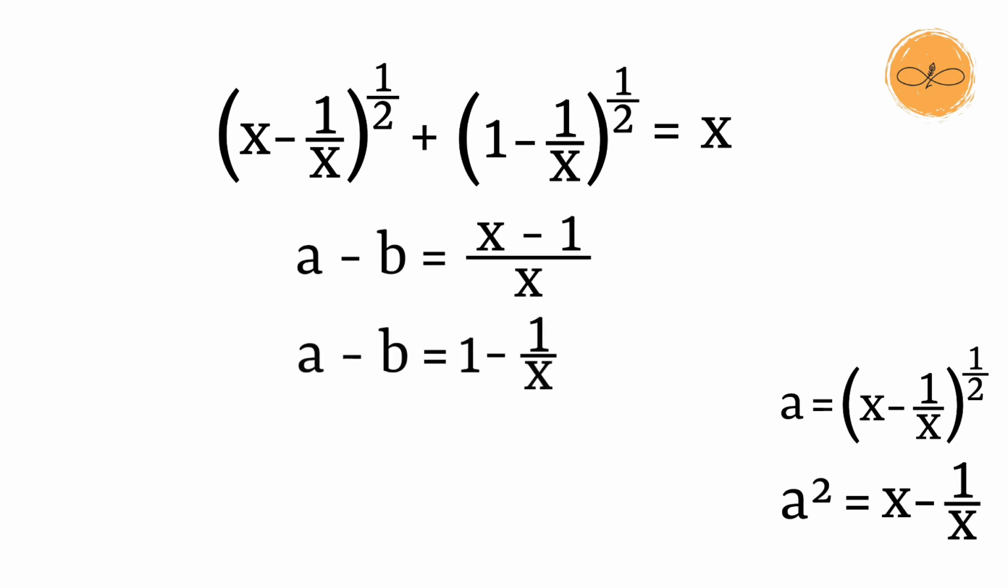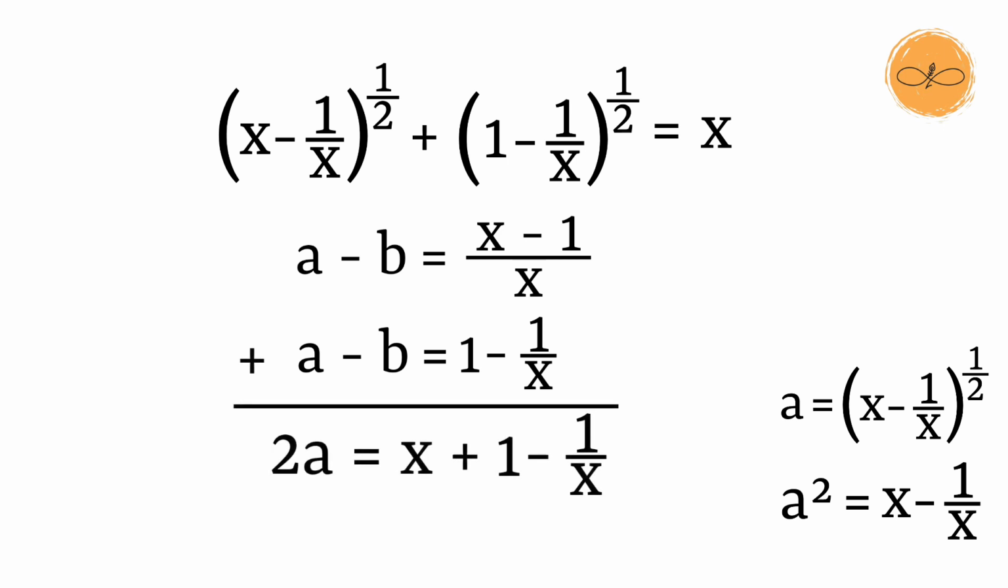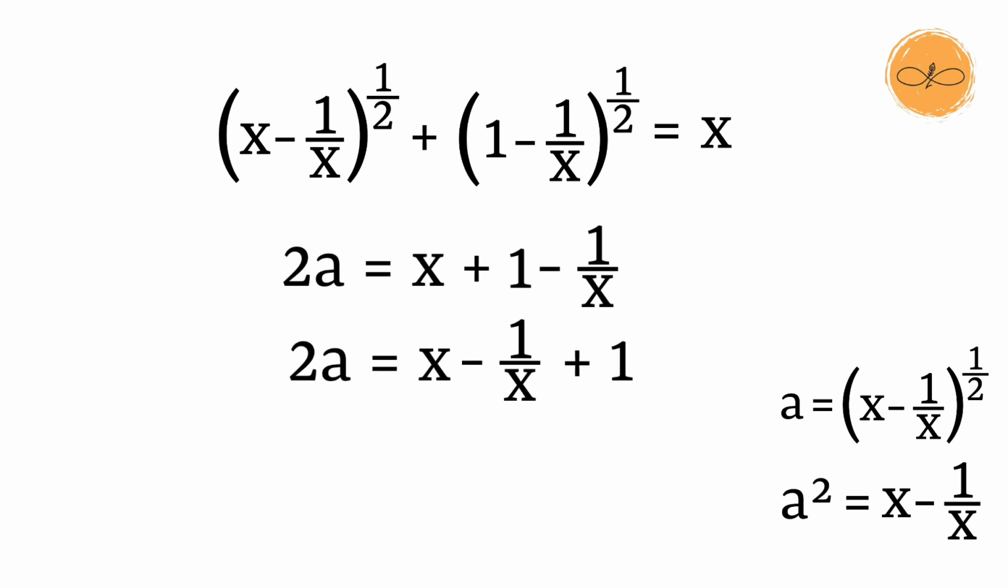We will then simplify the right-hand side of this equation: (x - 1)/x is equal to 1 - 1/x. We will then add these two equations together. Notice that the b terms cancel out. So we have 2a is equal to x + 1 - 1/x. We then simplify the right-hand side of the equation.